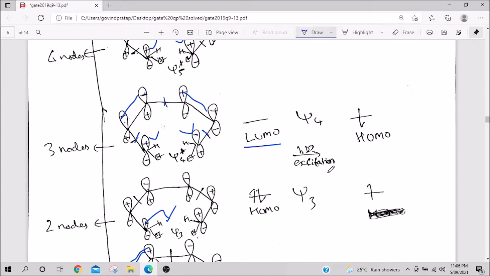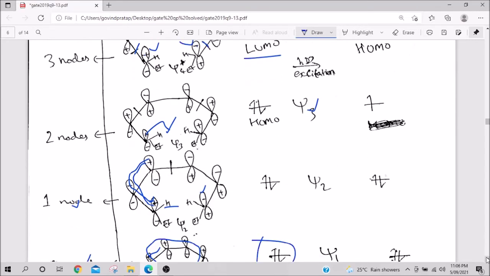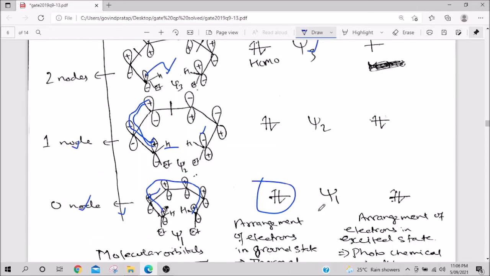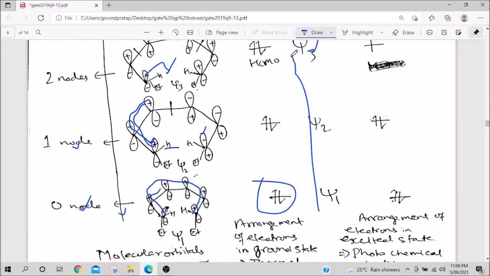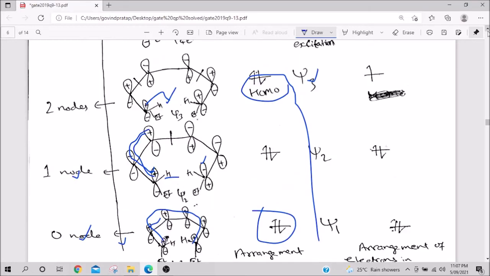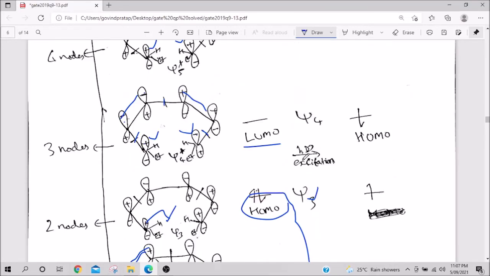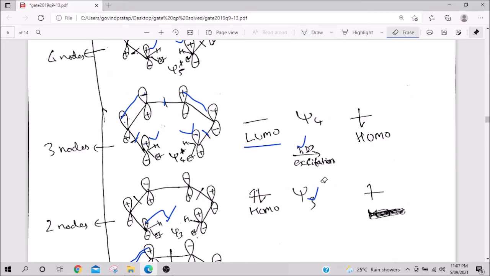So, light is there, but under thermal condition, this is the ground state, and ground state is what we would have considered. So, we should have considered psi 3, but here it is saying it is photochemical condition. So, we have to look at the excited state. When you put light in it, one electron gets excited and moves from HOMO to LUMO.